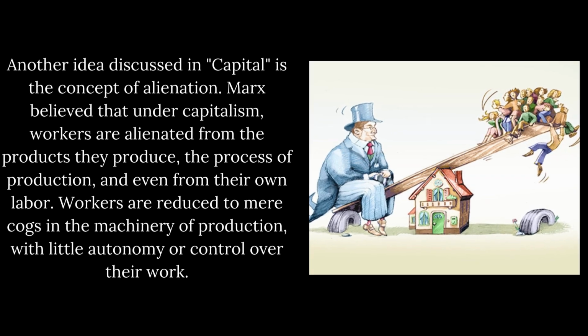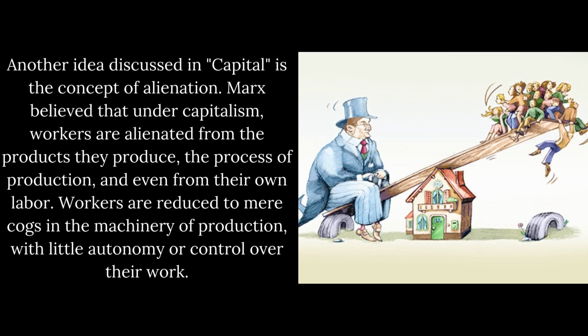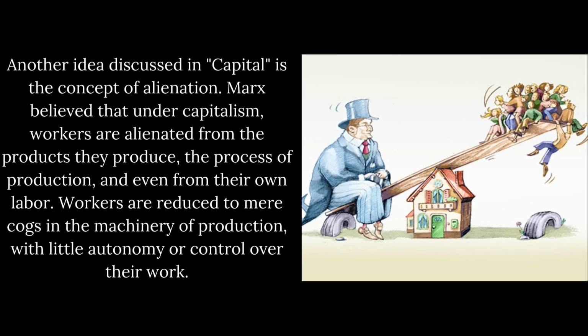Another idea discussed in Capital is the concept of alienation. Marx believed that under capitalism, workers are alienated from the products they produce, the process of production, and even from their own labor. Workers are reduced to mere cogs in the machinery of production, with little autonomy or control over their work.